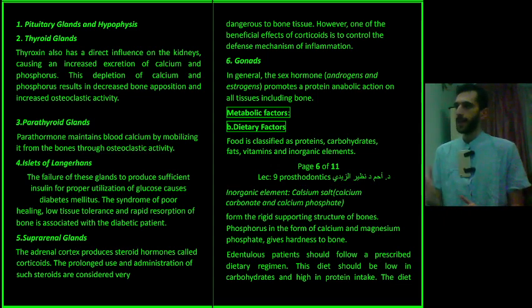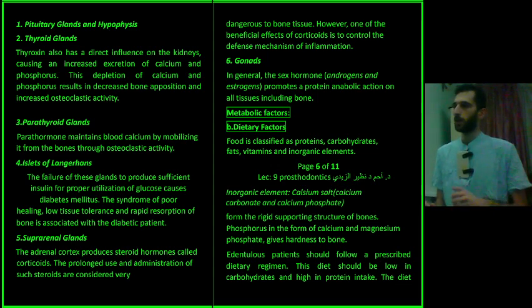Number 4, islets of Langerhans. The failure of these glands to produce sufficient insulin for proper utilization of glucose causes diabetes mellitus, the syndrome of poor healing, low tissue tolerance, and rapid resorption of bone associated with diabetic patients.